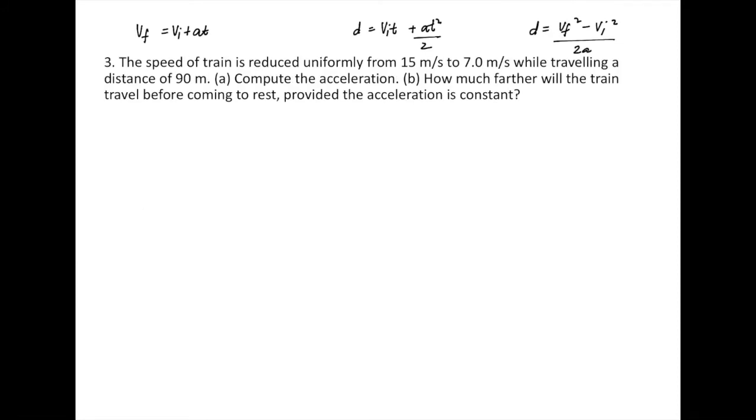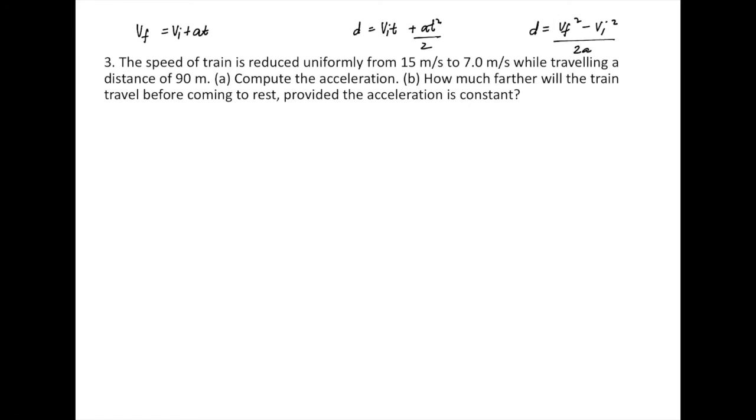The speed of a train is reduced uniformly from 15 meters per second to 7 meters per second while traveling a distance of 90 meters. Letter A, compute the acceleration. Letter B, compute how much farther will the train travel before coming to rest, provided the acceleration is constant.